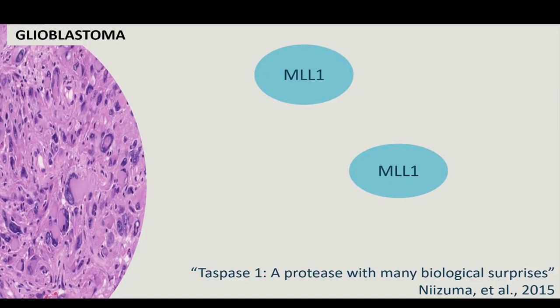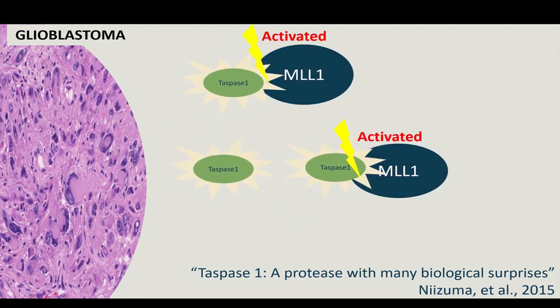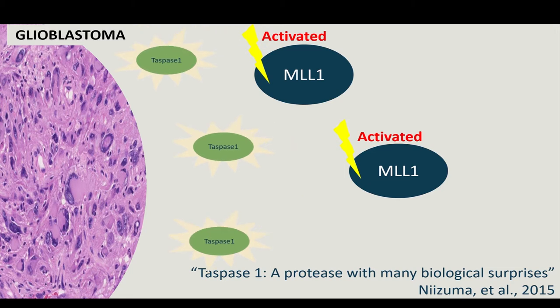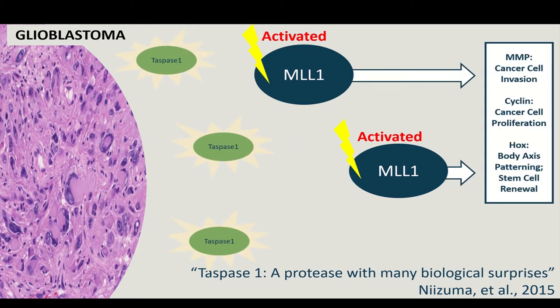My name is Rebecca, and I'm here to tell you about how structural biology is helping in the fight against cancer. Taspase1 is an enzyme overexpressed in many primary human cancers, such as glioblastoma. By activating substrates such as mixed lineage leukemia 1, genes associated with cancer cell proliferation and invasion are upregulated.